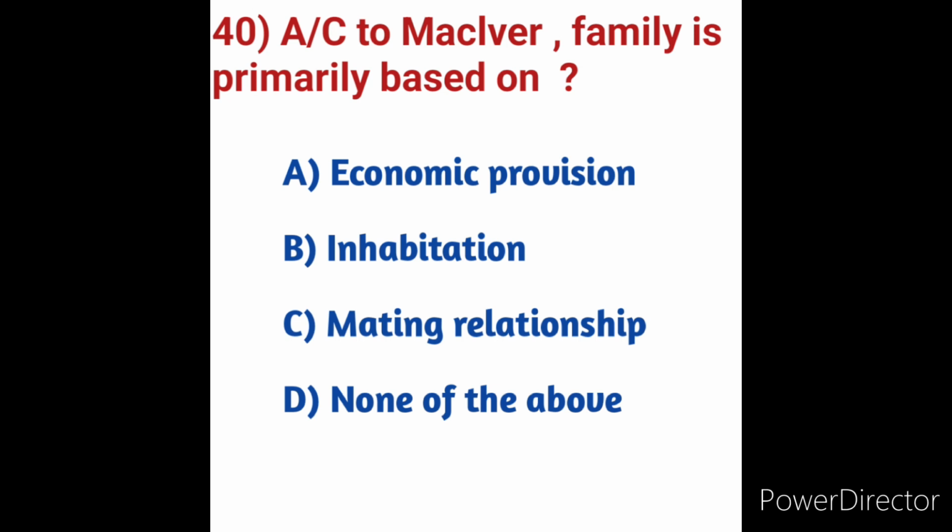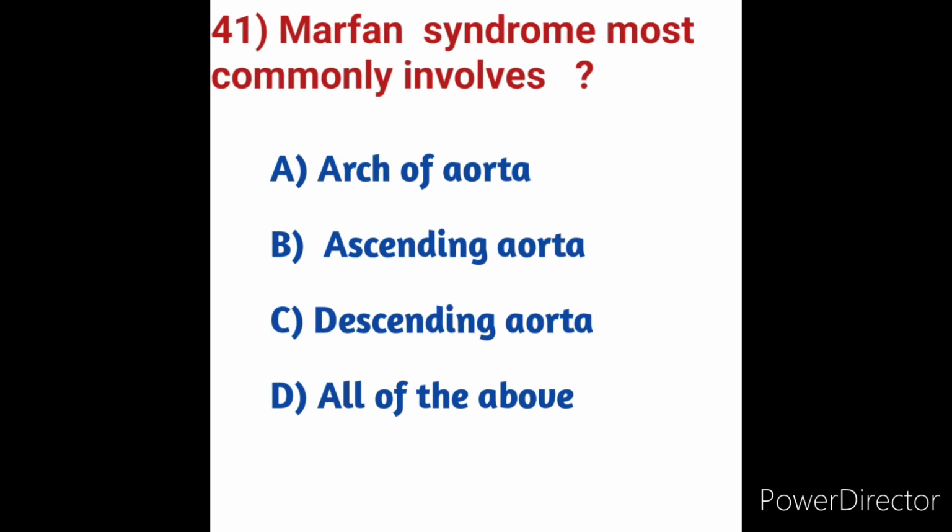Family is the most important universal primary group. The family is not merely an association. Family is the biological social unit composed of husband, wife, and children. MacIver defined family as a group by sex relationship sufficiently precise and enduring for providing procreation and upbringing of children. So here option C, mating relationship. According to MacIver, family is primarily based on mating relationship. So here option C is the correct answer. Next we will move on to question number 41.